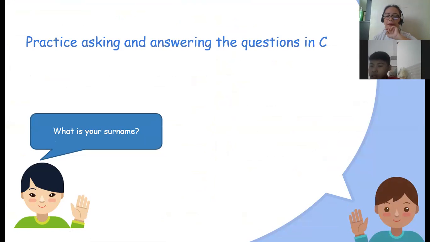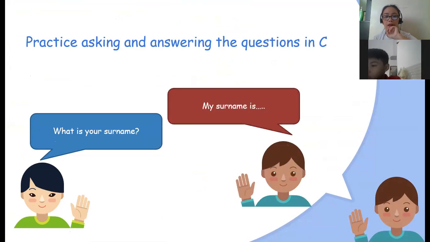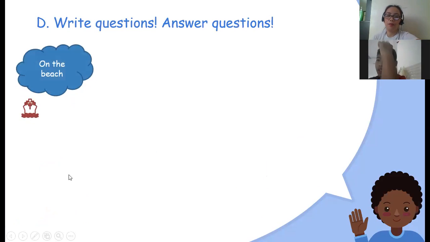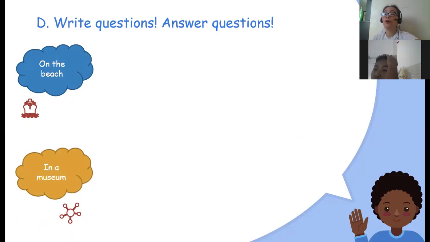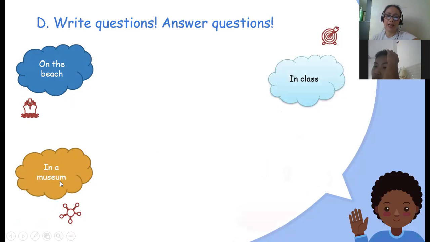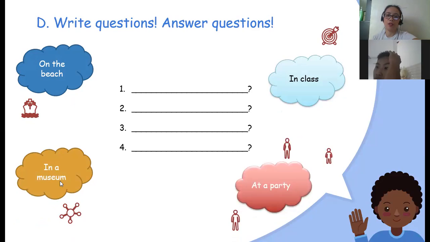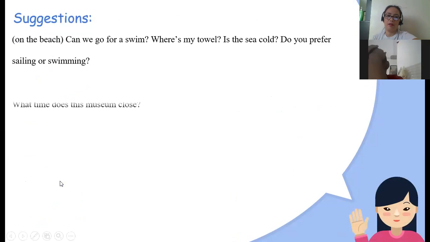Okay, what is your name? My surname is, what is your surname, baby? My surname is Queen Tai Chu. Okay. On the beach. So can you make a question using the answer on the beach? It's a beach. Okay. Where do you want to go? On the beach. Where do you want to go? In a museum, in class. At the party. So the question is where? Okay, can you read it?